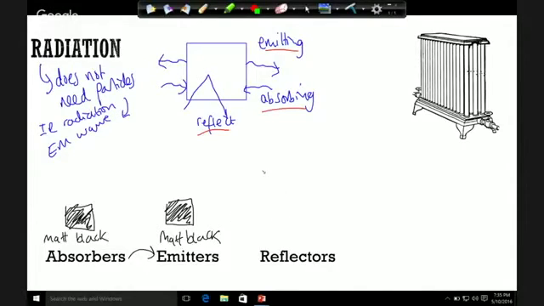And then finally, you get some colours and some materials that are good reflectors. And those tend to be silvery objects. Okay, so I haven't got a silver, so I'll just write silver there. Silver objects are good reflectors. And the opposite to this is a white object. So if you had a white object, you're a bad absorber and a bad emitter.